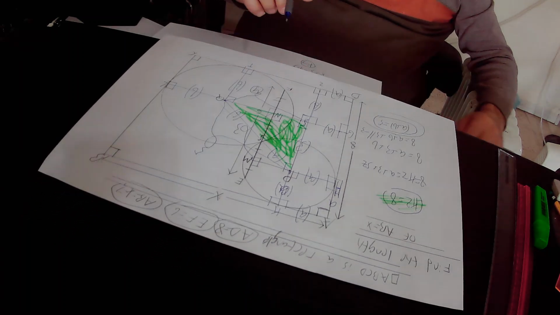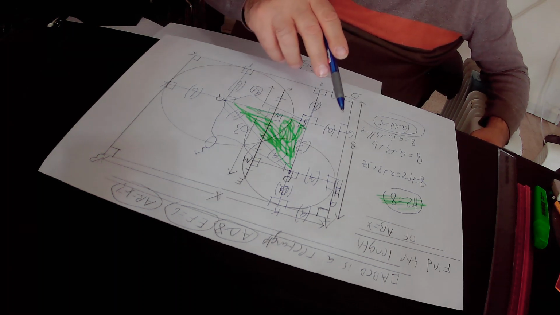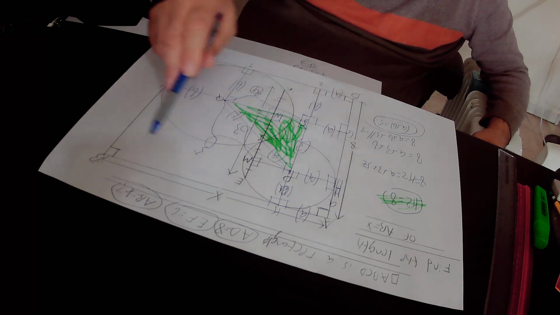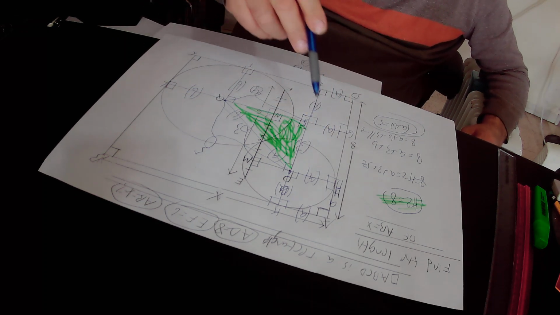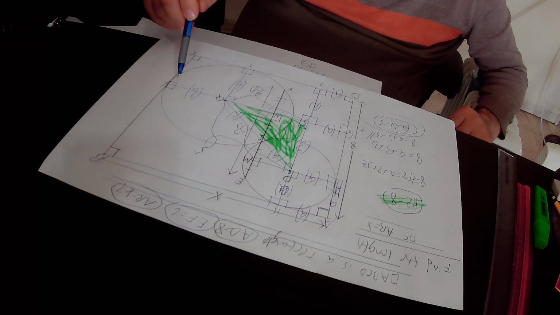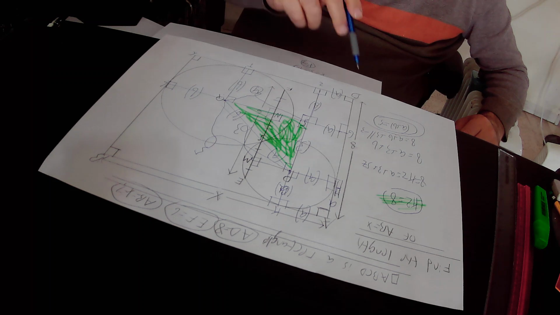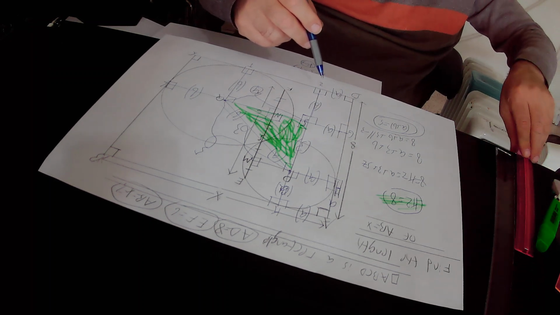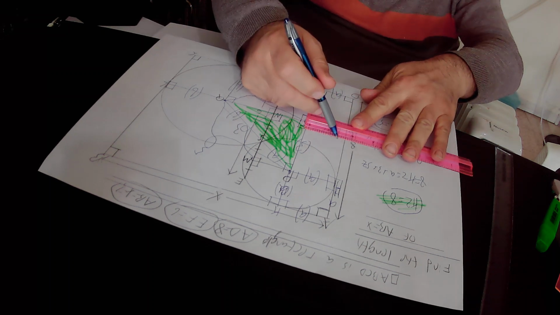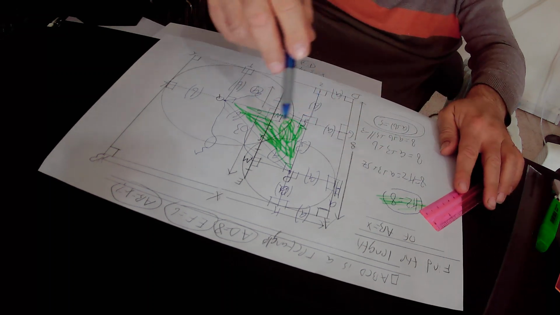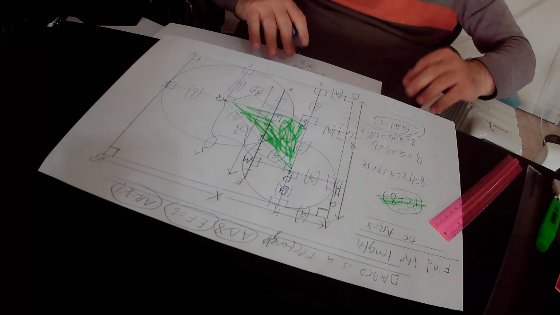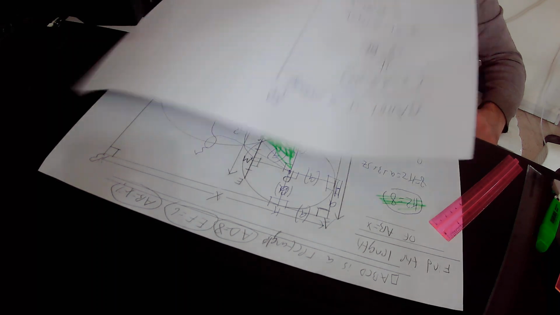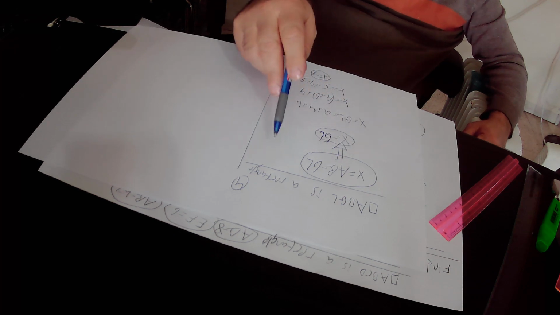So we have here quadrilateral ABGL. Inside this quadrilateral ABGL we have 1, 2, 3 right angles. Therefore the fourth angle must also equal 90 degrees according to the rule that the sum of the angles in any quadrilateral is equal to 360 degrees. So inside quadrilateral ABGL we have 4 right angles. Therefore quadrilateral ABGL is a rectangle.